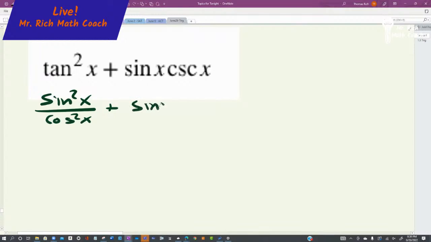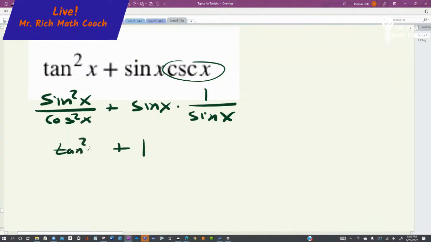There's a sine x, and I'm going to change this into 1 over sine x. All right. Well, that's interesting because this is just going to simplify to a 1. And maybe I didn't need to change that. Maybe just tangent squared x plus 1. All right. Well, what does that simplify to?